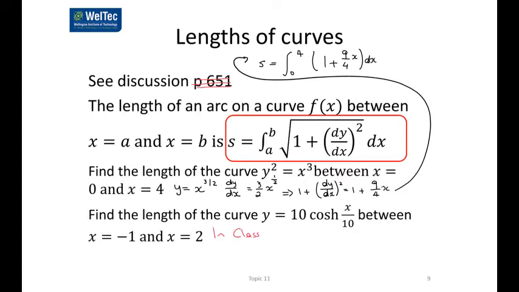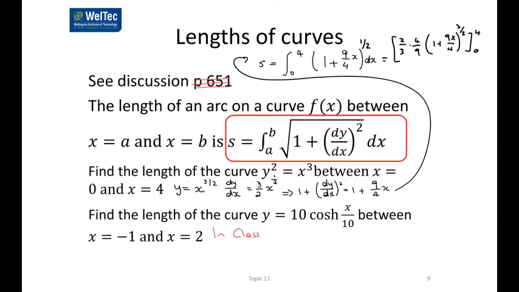So integrating this by substitution, which you might need to go back to topic 10 to look at, is going to give us 2/3 times 4/9 times (1 + 9x/4) to the power of 3/2. Whoops, sorry, that should have been a half. I forgot my half there. That should have been the square root of that. So this is now 3/2, and we're going to find that between 4 and 0.